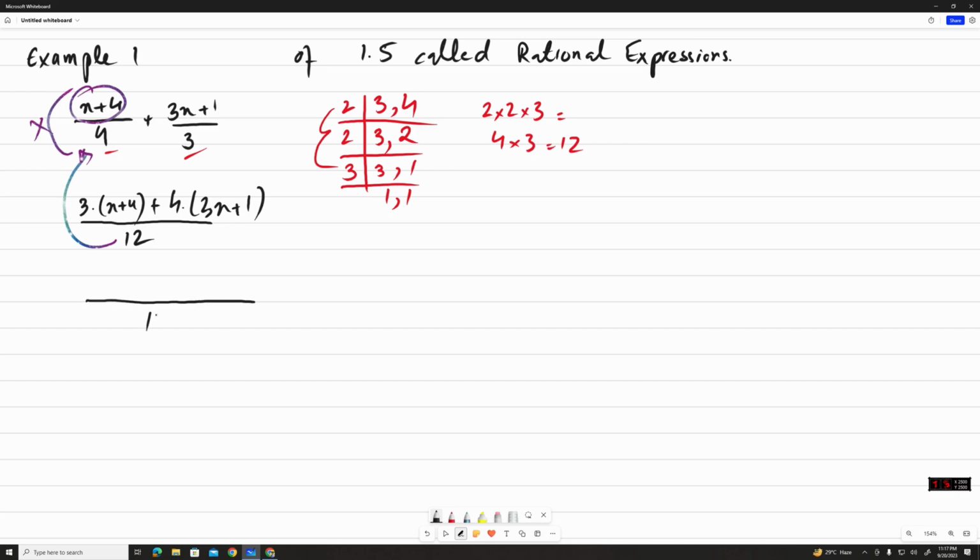Moving on, this 12 will remain as such. Now we multiply this 3 with all the terms inside. Let me switch off my monitor. Okay, there you go. I'm working on my tablet right now. So 3x plus 12, similarly plus 12x plus 4, not 1. So now we add these similar terms.